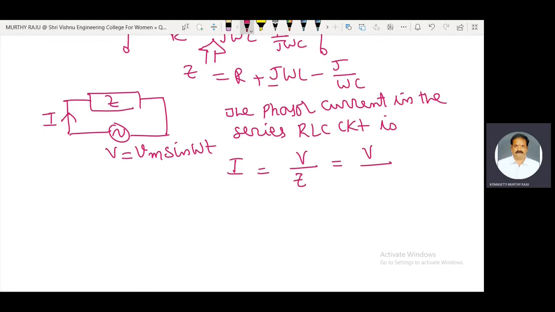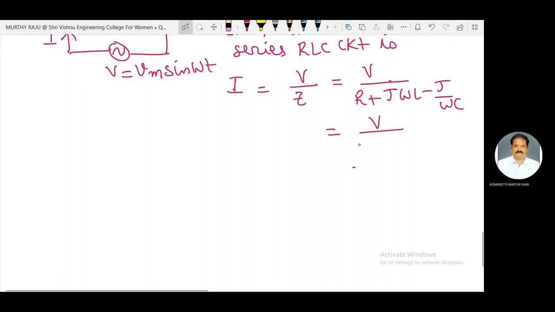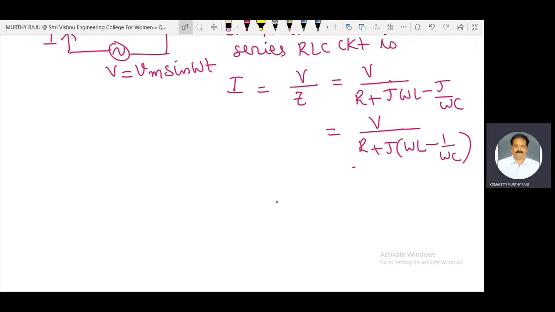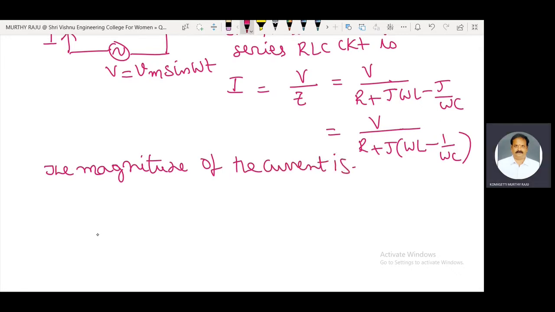Phasor, because the j term is included, Z means R plus j omega L minus j by omega C. This one is V by R plus j into omega L minus 1 by omega C. This is the I. But we want the magnitude of that current. The magnitude is mod I, which is equal to mod V by mod Z.